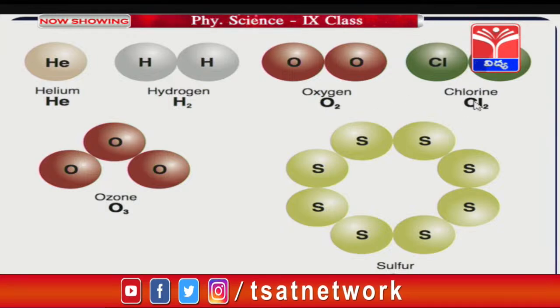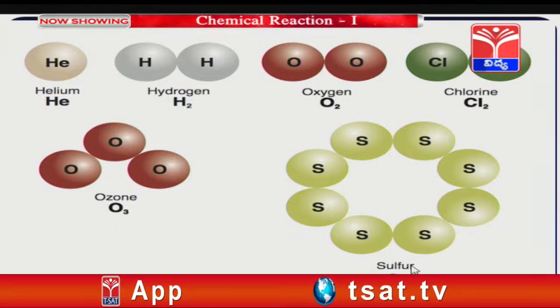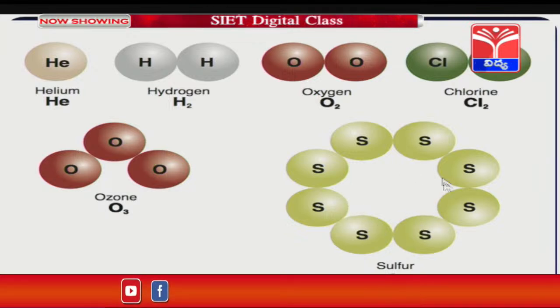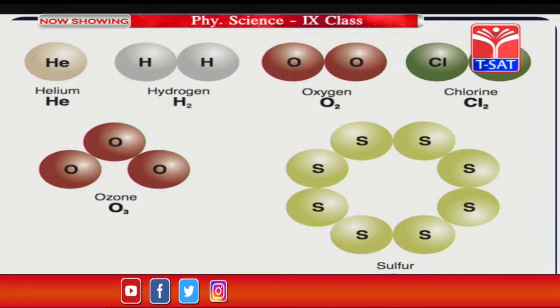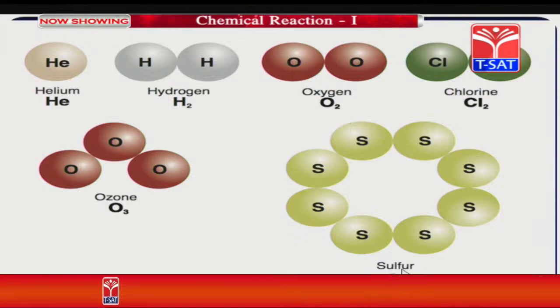Cl2, chlorine molecule, the atomicity of chlorine is 2. O3, ozone, S8 as I was telling you. Here 8 atoms of sulfur, so here 8 atoms of sulfur have combined to form an elemental form of sulfur. So, we write the chemical formula of sulfur as S8. Here the atomicity is 8.